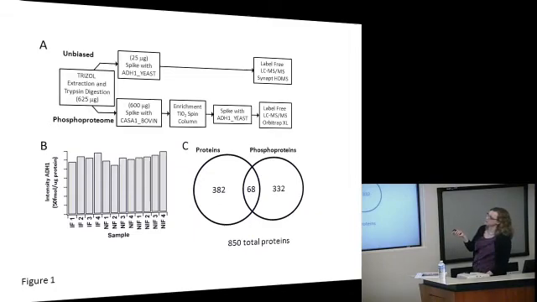And this is just showing the workflow that was done where the samples were extracted in trizol and then 25 micrograms was spiked with yeast and then subjected to label-free mass spec, or a portion of the sample was subjected to phosphoproteome enrichment with titanium oxide columns, and then subjected to label-free mass spec. B is demonstrating the reproducibility of the mass spec by looking at the spike. And then C is a summary of what we found in terms of the numbers of proteins.